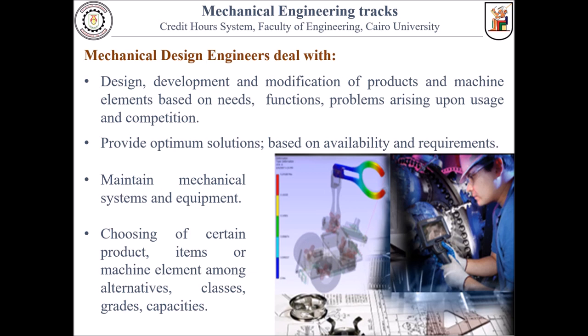كمان هنتعلم الاوبتمايزيشن. الاوبتمايزيشن يعني ان مش يبقى الحل صح، ده يبقى اصح، يعني يبقى البيست solution. Also maintenance of mechanical systems and how to select a product, item or machine element among alternatives. عندنا هنتعلم في حاجات كتير، وكلاسز والجريدز والكومبوننتس.